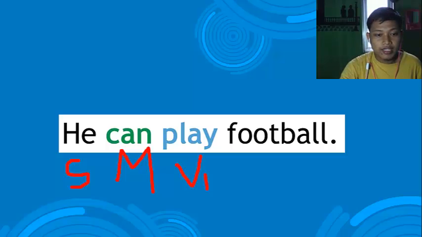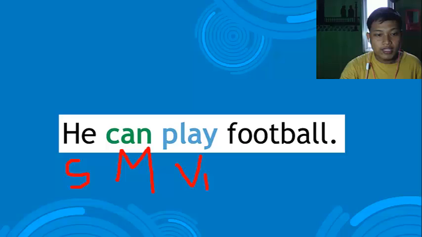Next, he can speak Spanish. If we want to make the question form, we just invert he and can. So we put can in the front and he after can. So we can say, can he speak Spanish? Okay, to the next example.